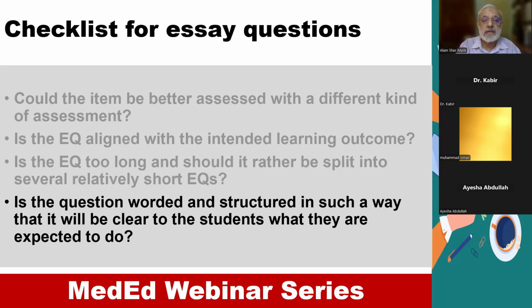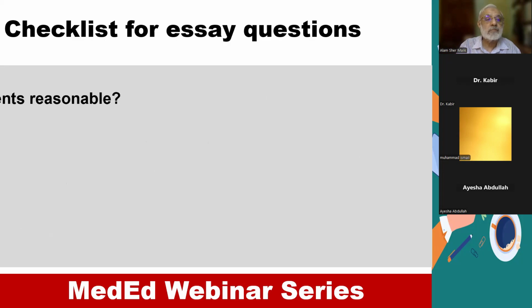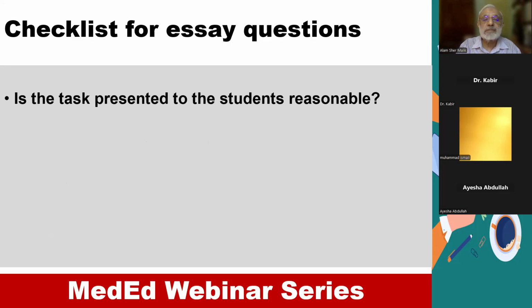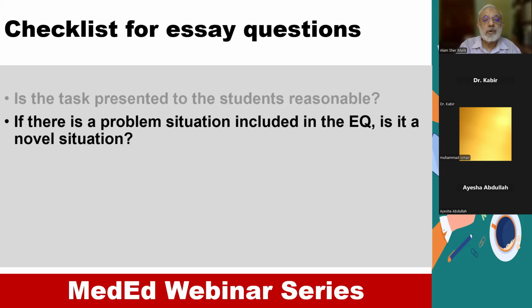Is the question worded and structured in such a way that it will be clear to the students what they are expected to do? In other words, there is no ambiguity in the question. Is the task presented to the students reasonable? If the question is for year 1 students, is the task appropriate for their level of training? Is there a problem situation included in the essay question? And is it a novel situation?